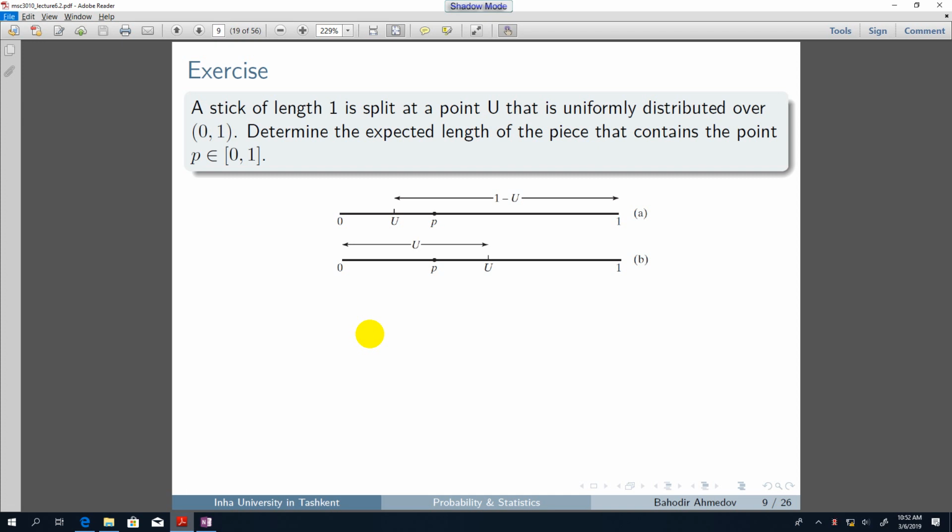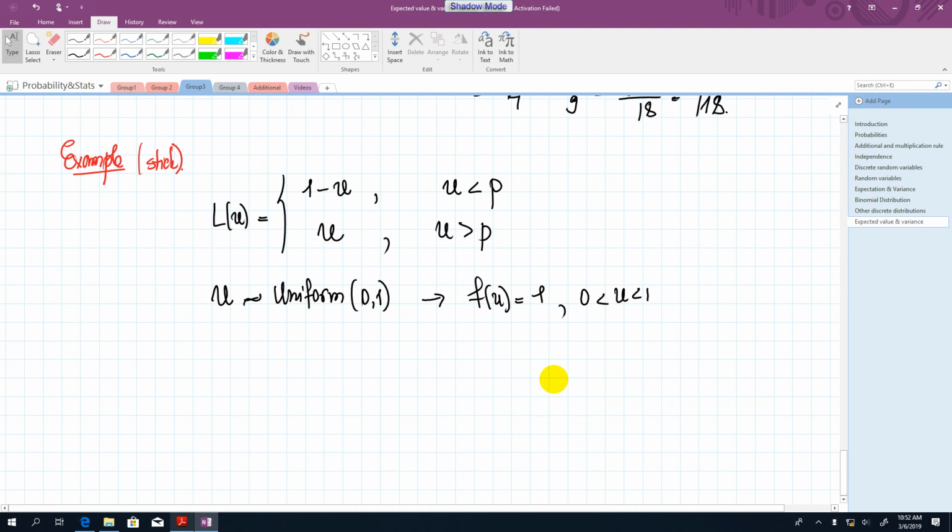Now, what we need to find? We need to find the expected length of the stick which has the P. We just need to find the expectation of L of u, right? So in order to do this, we need to integrate L of u multiplied by f of u du, from minus infinity to plus infinity. Do you remember this? The expectation of some function of the random variable is equal to this function multiplied by the same density function, and integrating this.